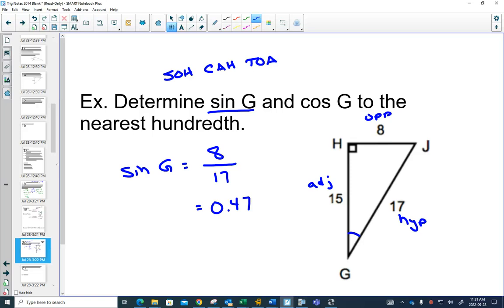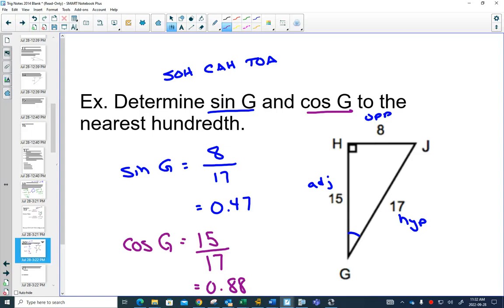Next, finding cos of G. Think about SOHCAHTOA. Cos is the adjacent over the hypotenuse. The adjacent side is 15. The hypotenuse is 17. Go to my calculator. 15 divided by 17, 0.88. That's rounded to the nearest hundredth. Now, technically, I prefer the fraction because the fraction is exact. The decimal, you had to round it. Rounding things can cause your final answer to go off if you had to do more math.